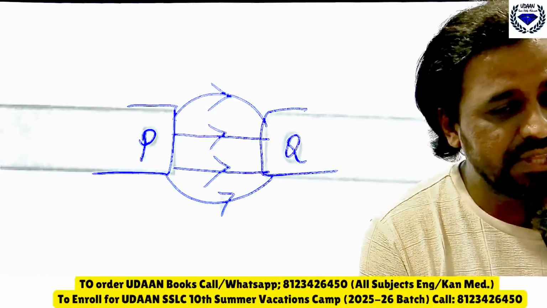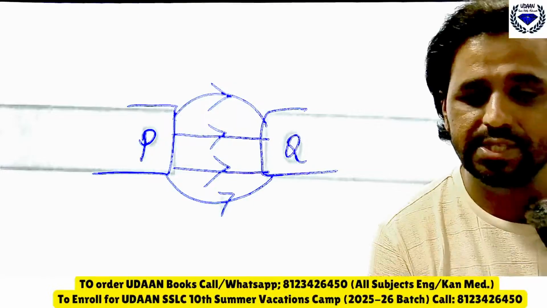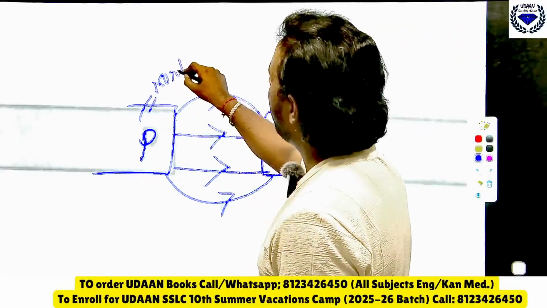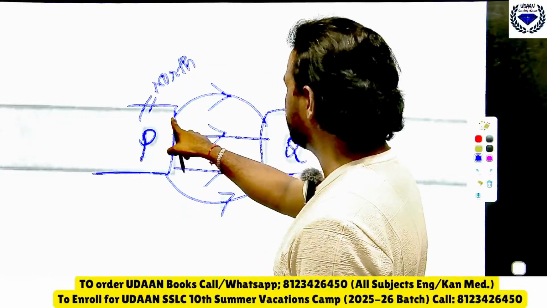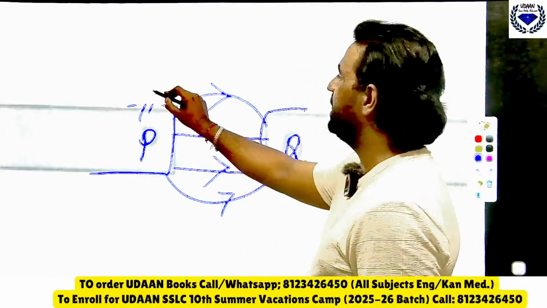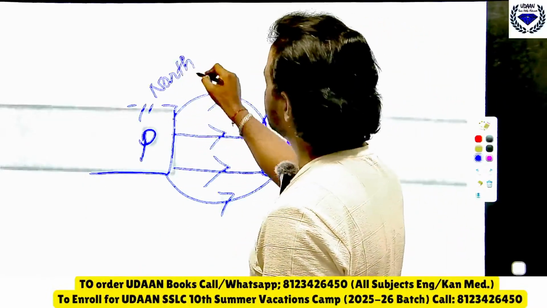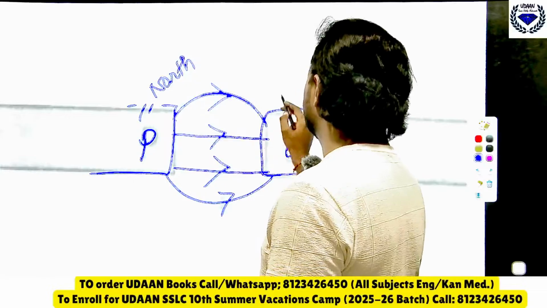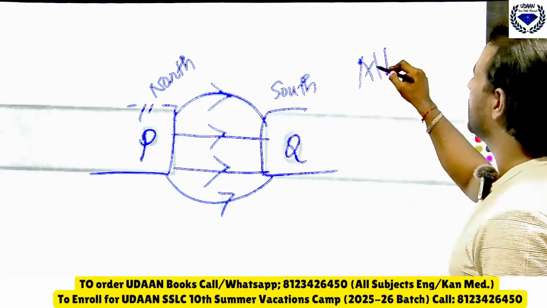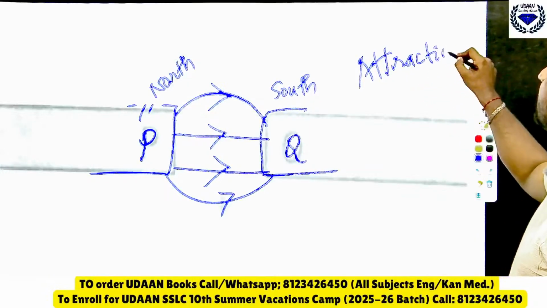So, Santosh: P is north, Q is south. See here, P is what? North. Why? Because the magnetic field line starts from the North Pole. Yes, P is north here, because the field starts from the North Pole and ends at the South Pole. And you can find here a force of attraction, because opposite poles attract each other.